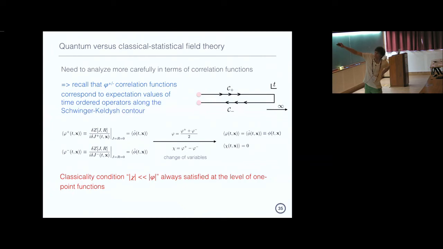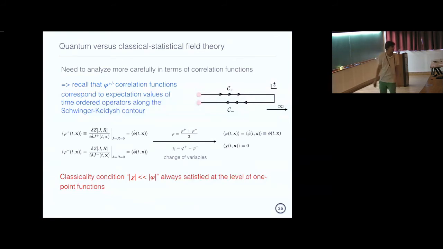So let's do this in the plus-minus basis because there it's really easier to see. There you have this time ordering, and then in between you have this funny change of variables. The expectation value of this phi plus field is a one-point function. There's nothing fancy about operator ordering, so that's just the expectation value of our Heisenberg field operator at a given position and time. The same is true for the field on the lower branch of the contour, so that maps onto the same expectation value. Therefore, if I now do the change of variables into the average and the difference fields, what we'll find is that the average field gives us the expectation value of the field operator.